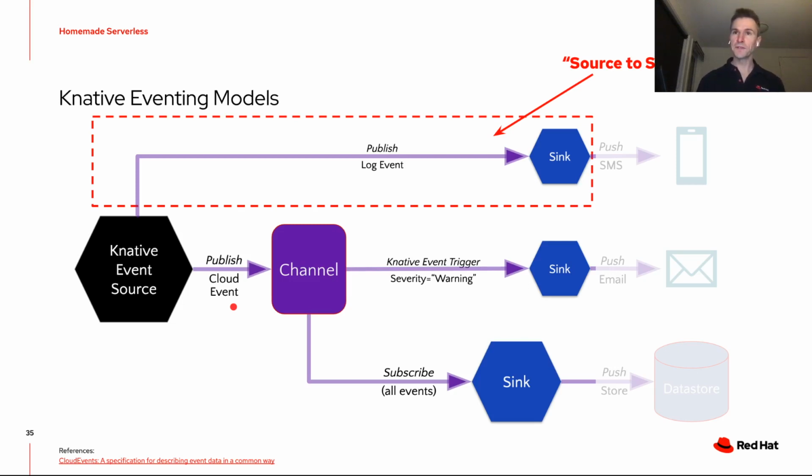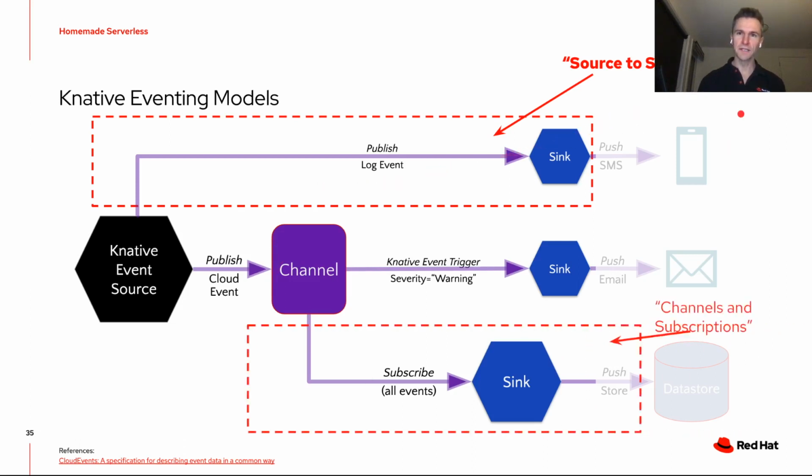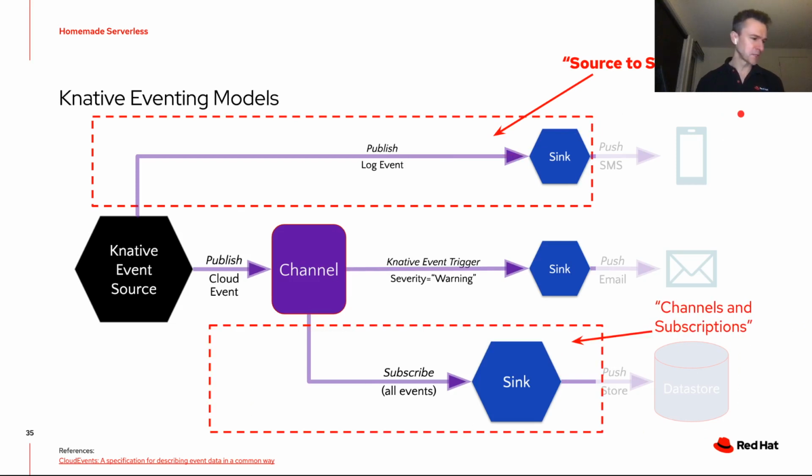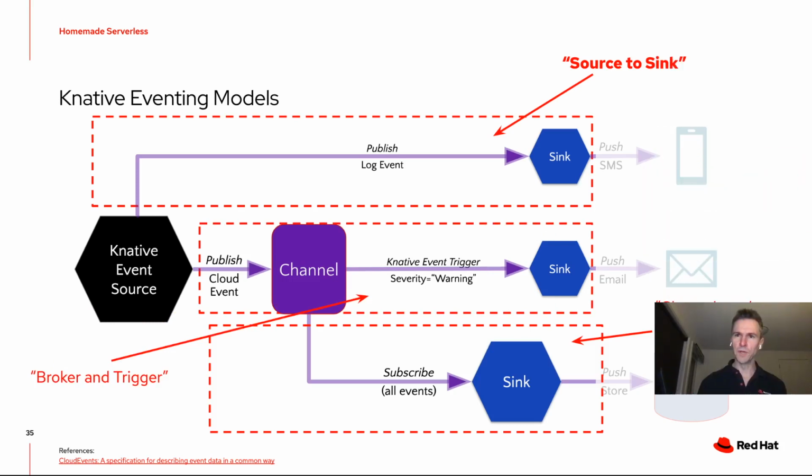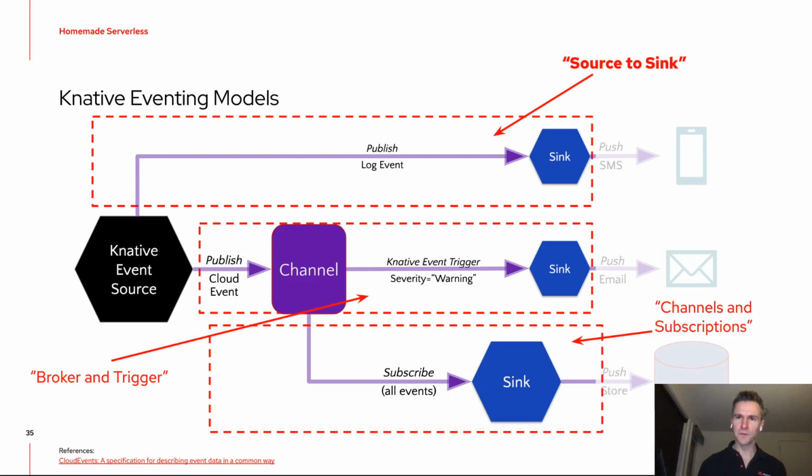There are two other methods of event-driven that Knative will support. One is channels and subscriptions, which you see here. That's basically saying there's a channel and multiple people can subscribe, not just one particular sink. So people subscribe later on. And then the last one is called the broker and trigger, which is like channels and subscriptions, just allows for some amount of filtering and stuff like that. We're only going to see, as I mentioned before, the source to sink model.